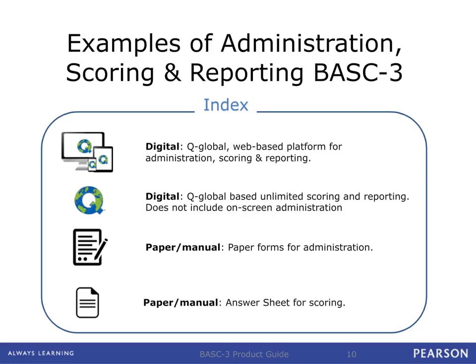This screen shows some icons that I will now use to illustrate the next few slides showing examples of administration, scoring, and reporting options. The first icon you see here, the computer screen, iPad, and telephone with the Q on the screen, represents an all-digital Q Global administration, scoring, and reporting. The next icon, the Q by itself, represents Q Global scoring and reporting using an unlimited scoring and reporting subscription, but without digital administration. The next icon, the paper and pencil, represents the paper forms you would use for administration if you elect paper administration. And the last icon represents the answer sheets you would use for scoring if you opt for manual administration and scoring. You will see these again on the next few slides.